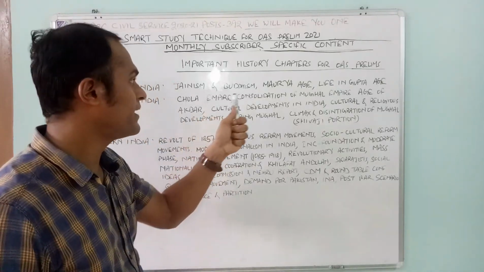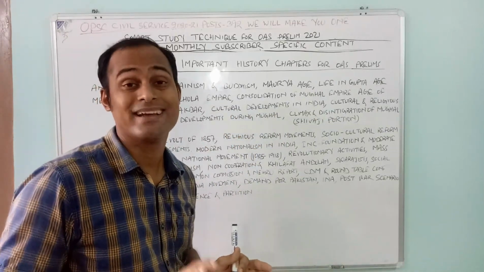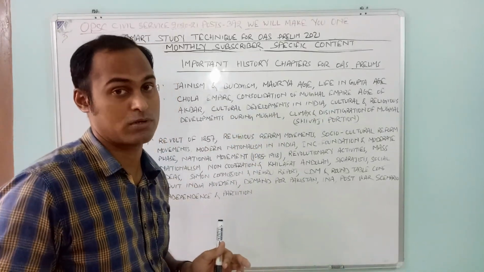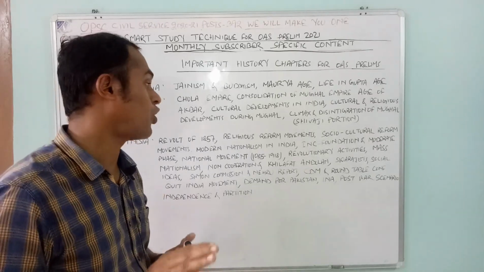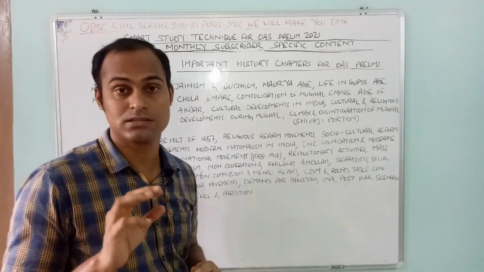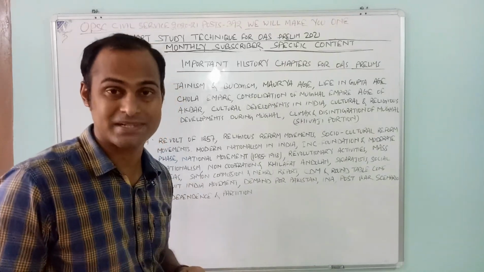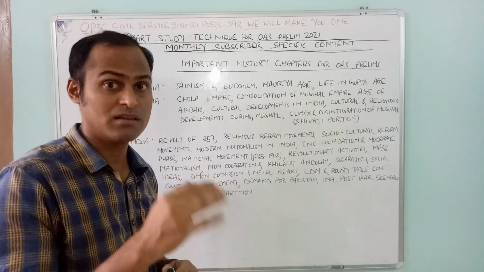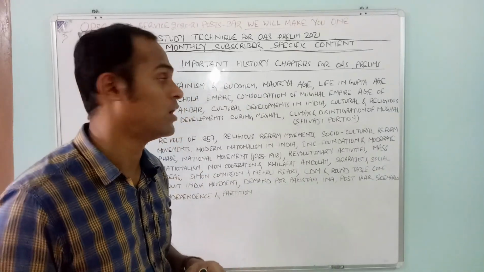That is the Chola Empire, and the consolidation of the Mughal Empire, the age under Akbar. The age under Akbar is very, very important. You cannot miss out the age under Akbar. Akbar's religious policy, his viewpoints, his way of statecraft, the Mansabdari system, and all this. You have to be very thorough.